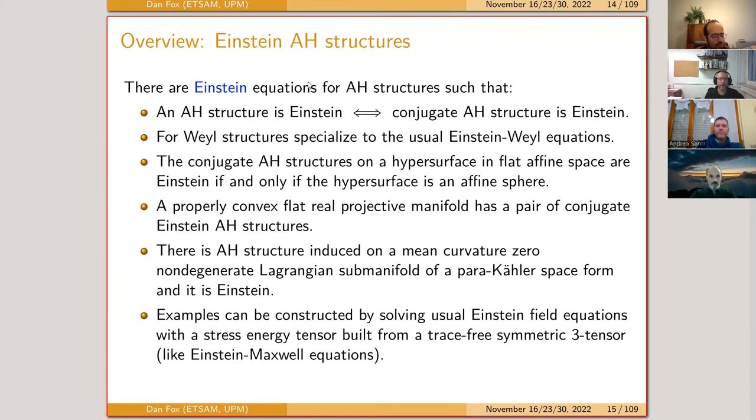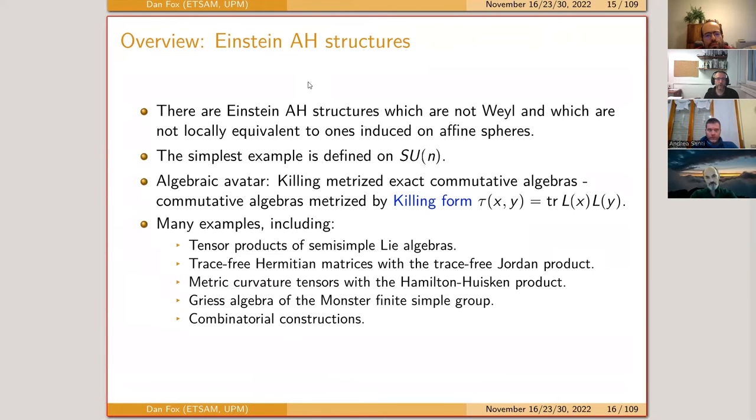I'm going to explain that there are Einstein equations for AH structures that have the following properties: they're preserved by conjugacy. For Weyl structures, they specialize the usual Einstein-Weyl equations. For hypersurfaces in flat affine space, they are Einstein if and only if the hypersurface is an affine sphere. And an analogous statement holds for Lagrangian submanifolds of a para-Kähler space form: they get an induced AH structure, and it's Einstein when their mean curvature is zero. This is very closely related to the affine hypersurface case. And they can be rewritten in such a way that they look just like the Einstein-Maxwell equations, but with a trace-free symmetric tensor in place of the electromagnetic tensor. And that's what I want to explain now.